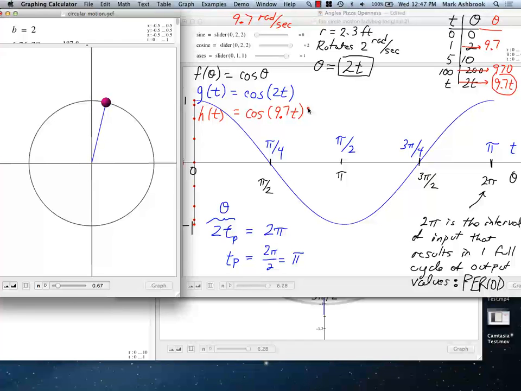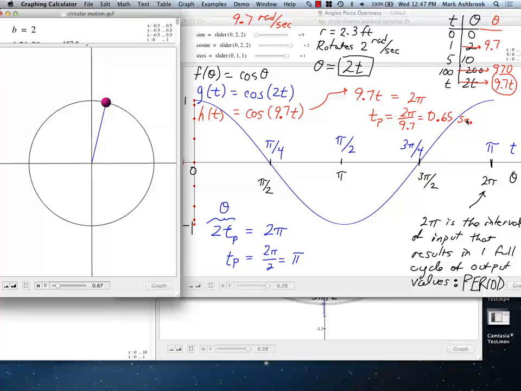So then the period, we need 9.7t to reach what value to get 1 full cycle? Yeah, so the angle going into cosine, once it reaches 2 pi, the corresponding t that makes that angle 2 pi will be the period. 2 pi over 9.7, which I think is, if I remember, about 0.65.